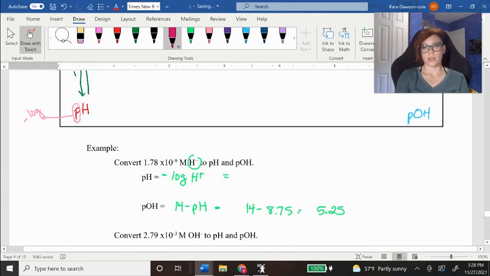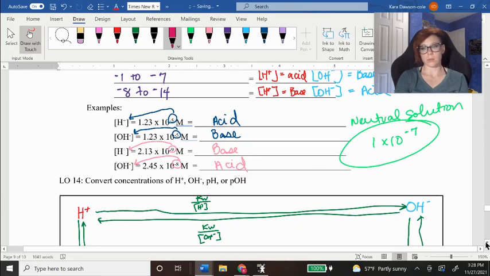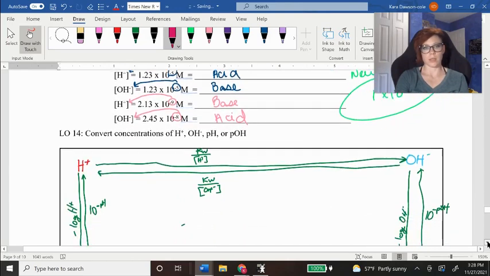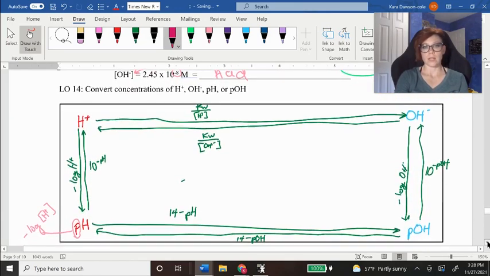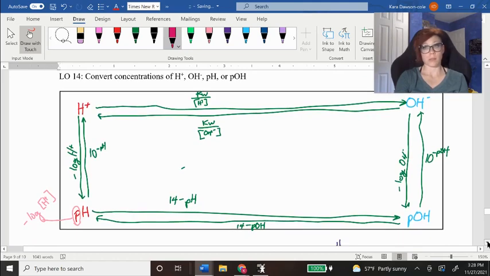So this was learning objective 14, which was to convert between concentrations of H plus and OH minus, and to convert between pH and pOH.